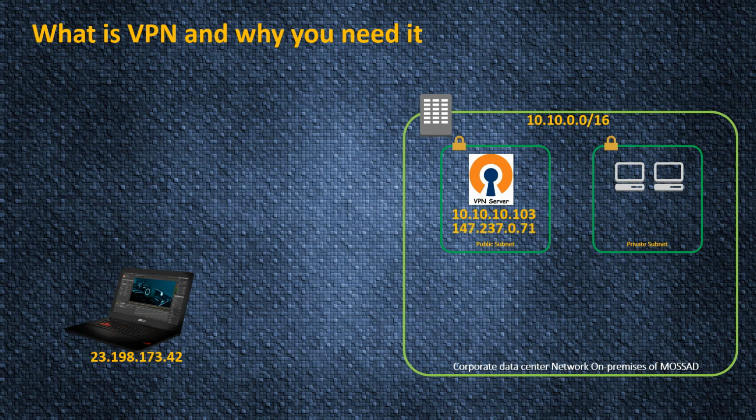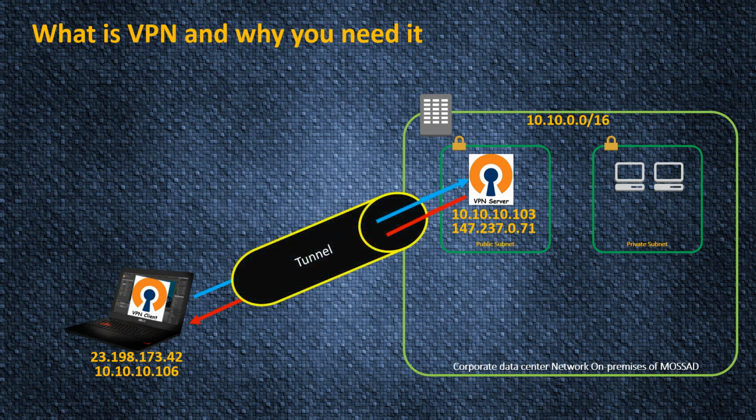Now on our laptop, we just need to install a VPN client and connect to the VPN server. When we connect to the VPN server, it registers our client as part of the internal network, and we get a local address of the network. All this communication goes through an encrypted tunnel, so all connections are secured and encrypted. So this is why you need a VPN: to get access, to be part of the remote network.